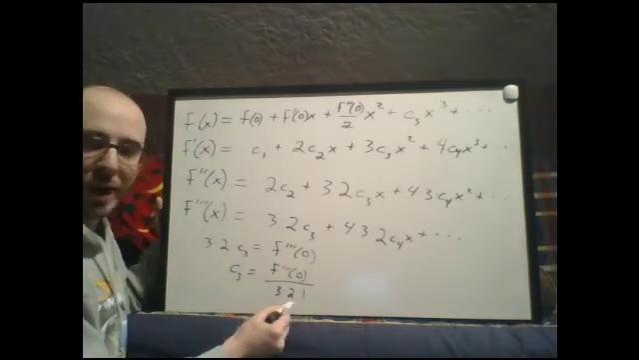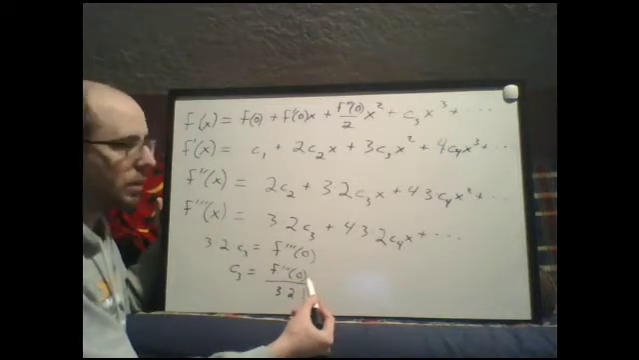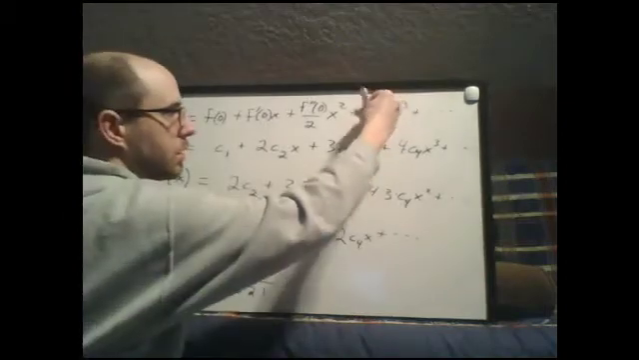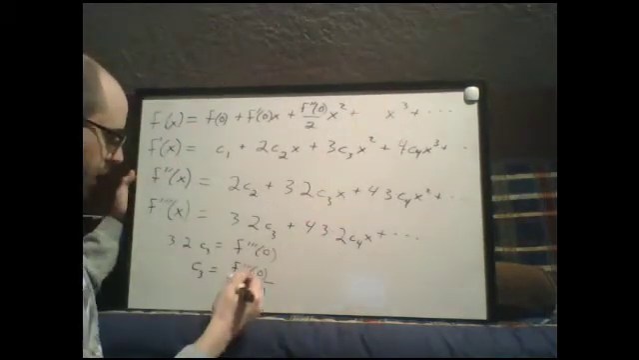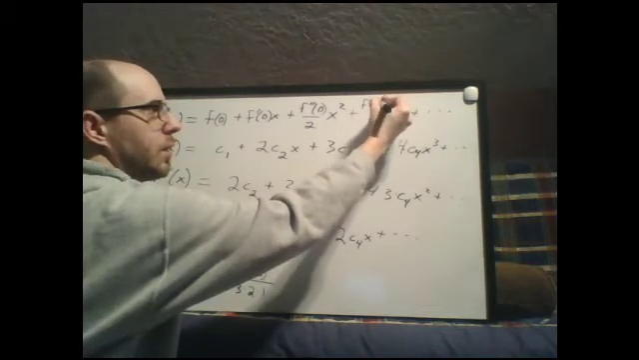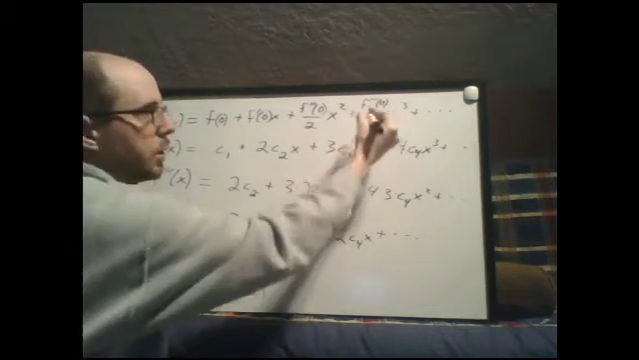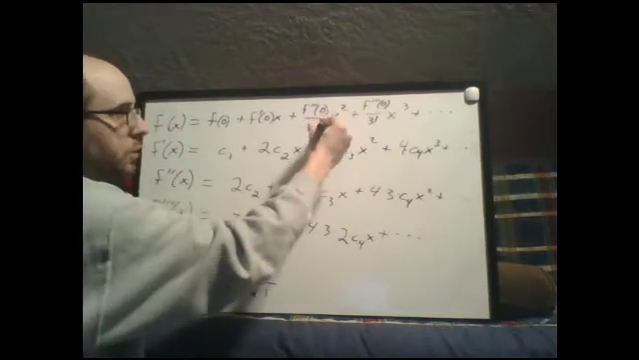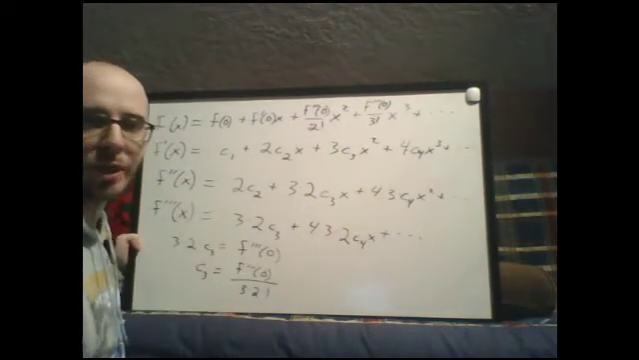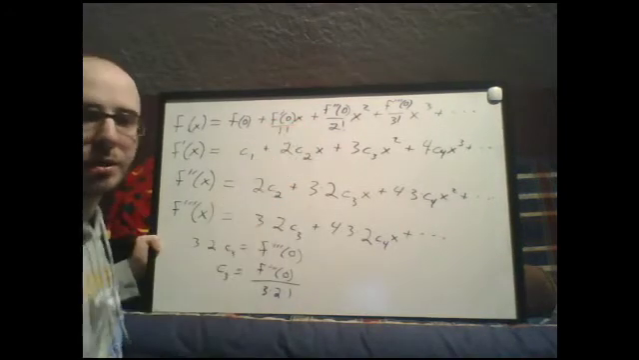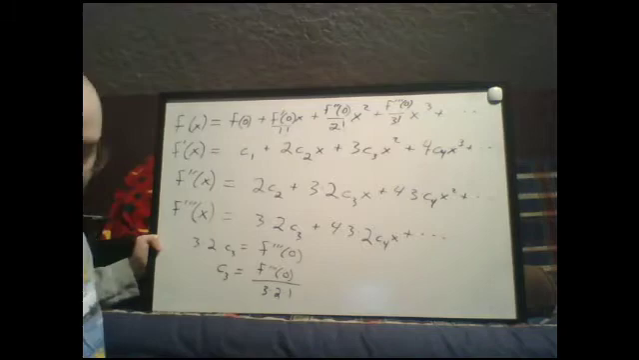This is 3 factorial. 3 times 2 times 1. So C3, this is the last one I'll do explicitly. C3 is the third derivative of f evaluated at 0 divided by 3 factorial. 2 is also 2 factorial. 2 is the same thing as 2 factorial. 1 is 1 factorial. So a pattern is clearly emerging here.